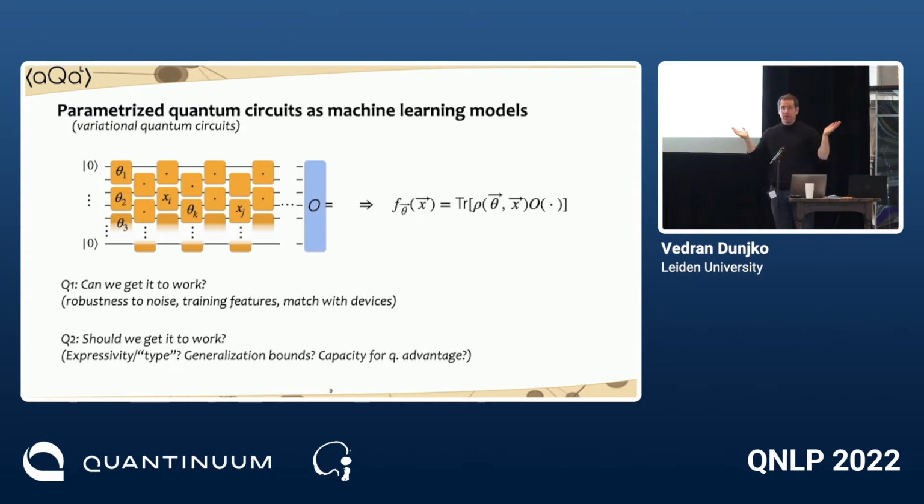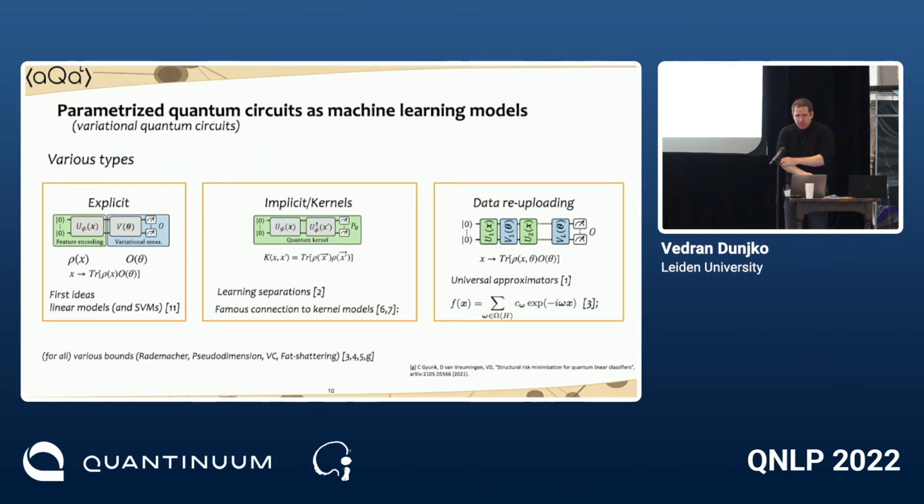One is, can we get it to work? Can we train them? Do they match the device that we actually can build, and so on? Very pragmatic questions. What happens under noise? Second kind of question, should we get it to work? Do they do anything interesting? What kind of types of these models are there? Are they all the same? Are there different types? Do they perform well? So this is the kind of thing that I want to talk about today. Not the first type of question, but the second type of question.